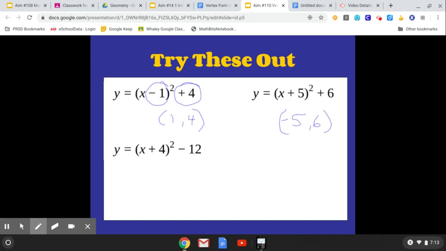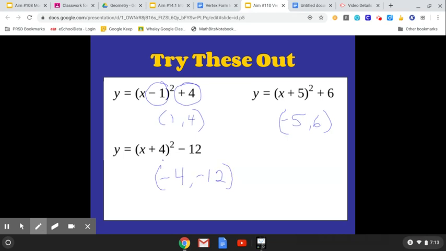And the last one, looks like it goes +4, so that's to the left 4. That's the hardest thing. When it's in the parentheses, it's sort of opposite of what you'd expect. It says +4, but that means left 4. And the -12 is down 12. So left 4 and down 12. -4, -12 is my turning point.